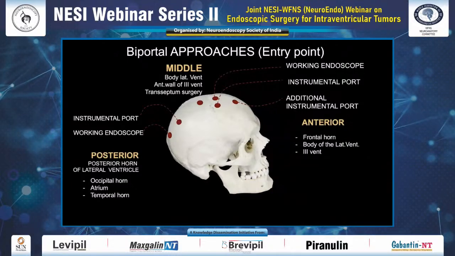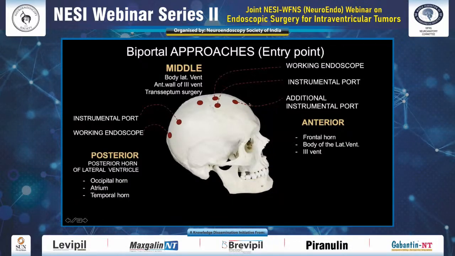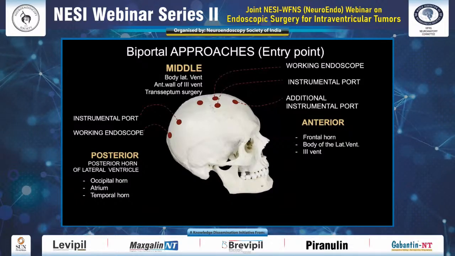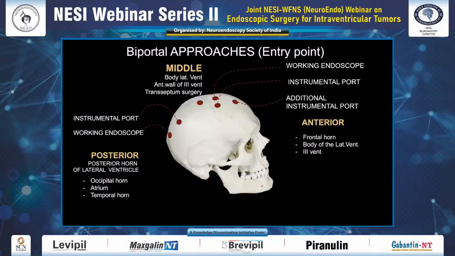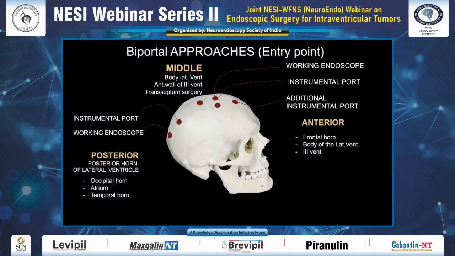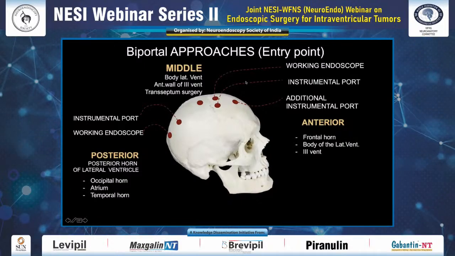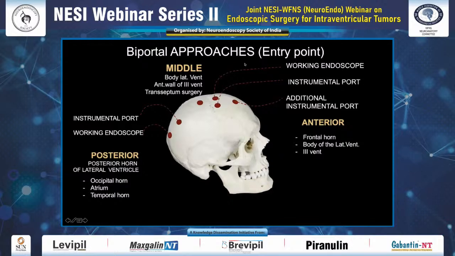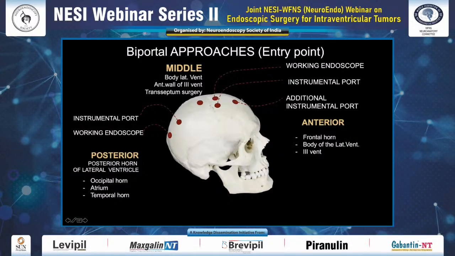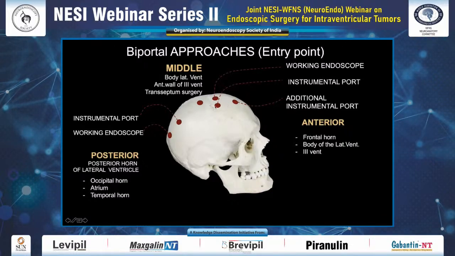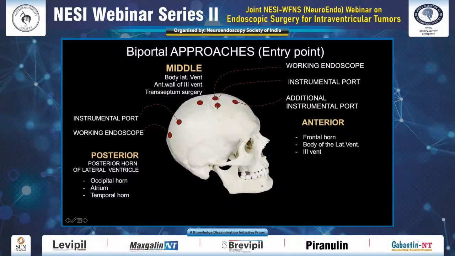Also, entry point. Again, the entry point is very important because the first entry point is very rigid, because it is the bone of the skull. So precise localization is very important for safe, minimally invasive surgery. With the scheme about this approach, for example, for the anterior approach, you see the entry point and the possible localization for the instrumental ports. For example, this one, standardly we use this one and this one.